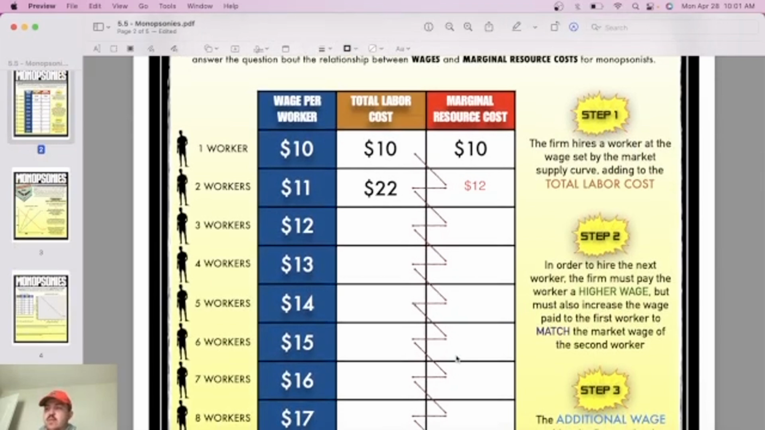This is probably going to help explain that concept that I showed in the slides a little bit. Part B. Okay. So this is our first worker that we hired. We hired him for $10. Our total labor cost is $10. Our marginal resource cost is $10.